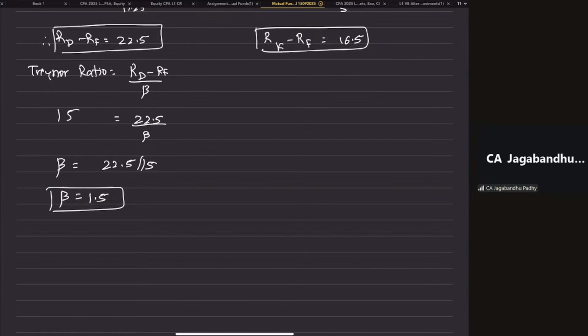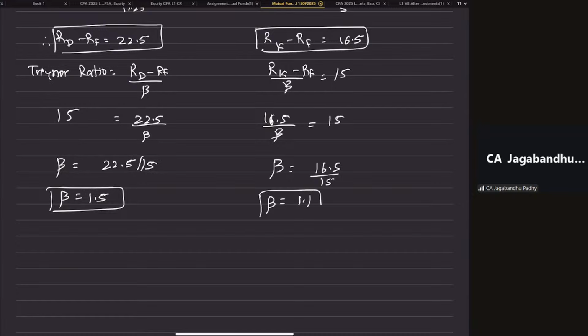Yes, sir, 1.5. Then over here it is return of K minus risk-free upon beta. That's also 15. So 16.5 upon beta is equal to 15. So what will be this beta? 16.5 upon 15. So beta is 1.1, right? Everyone?